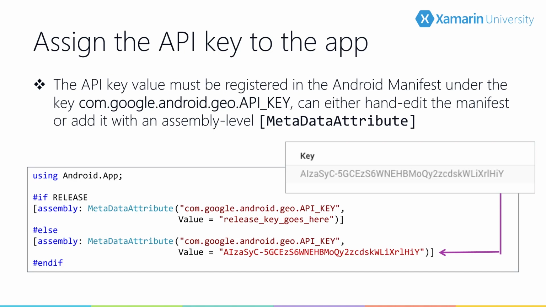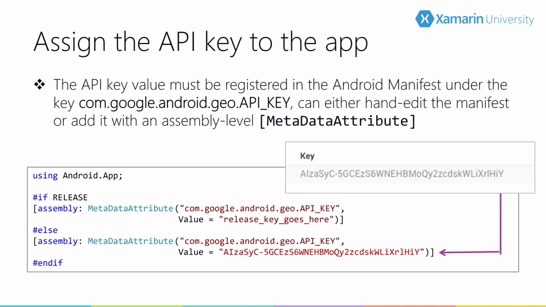You can hand edit the XML file and add in the metadata tags into the application tag, and that's ultimately what we really need. However, that's a little bit painful to manage when you switch between release and debug builds because the key could change if you register them separately.